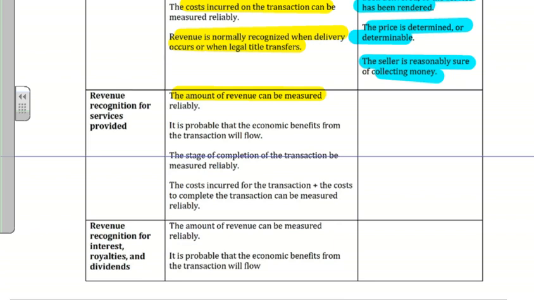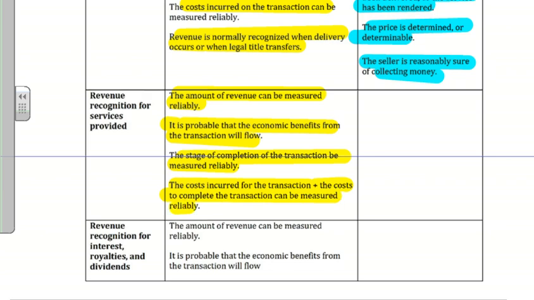Again, if you earn revenue via the provision of services, the amount of revenue must be able to be measured reliably. It's probable that the economic benefits will flow. The stage of completion, we can measure how much of the job has been done. The costs incurred plus the cost to complete can be measured reliably as well.